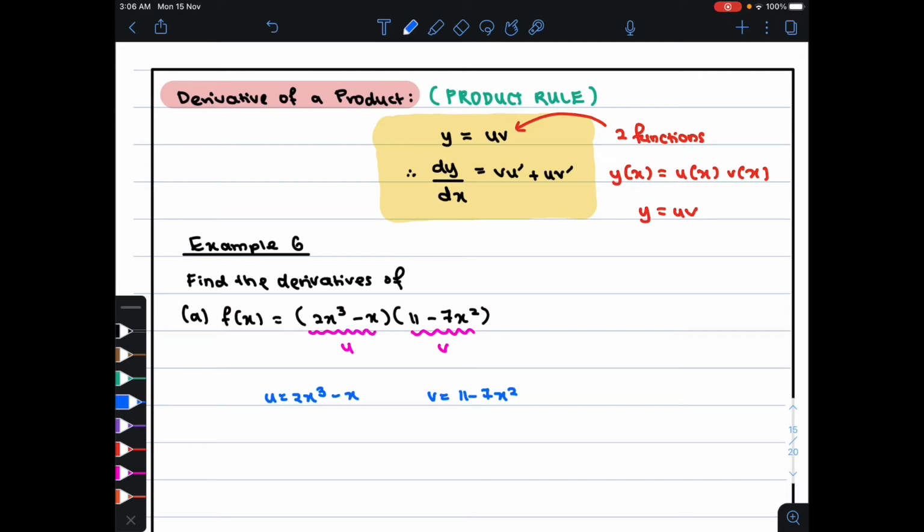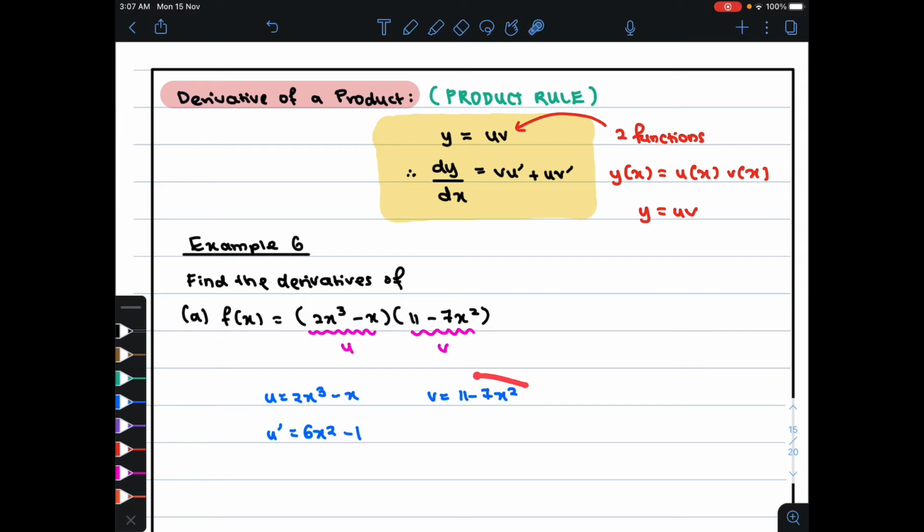So write down both functions. Now, differentiate each function. Differentiate u, you'll get u prime. Differentiate 2x cubed will give you 6x squared. Differentiate minus x will give you minus 1.